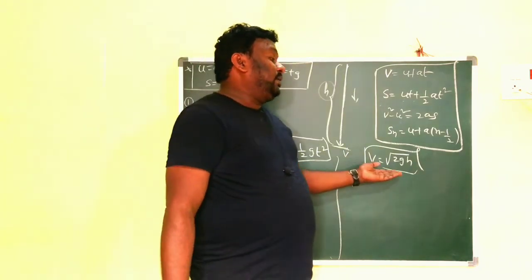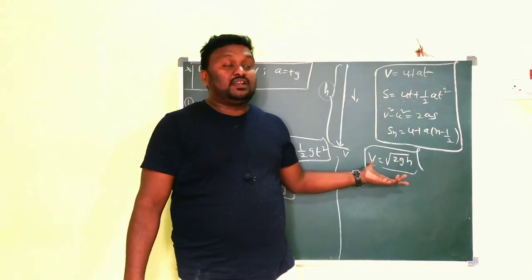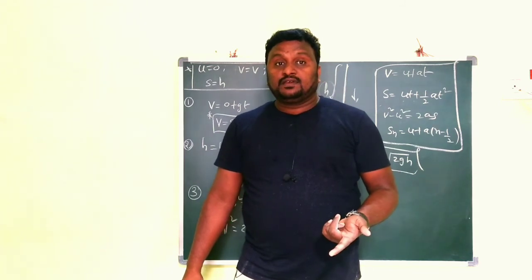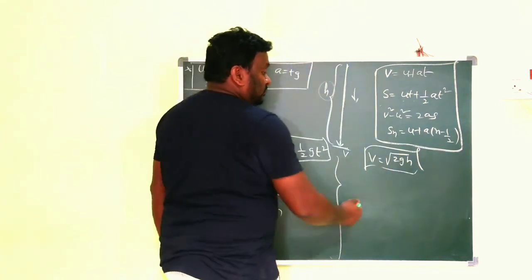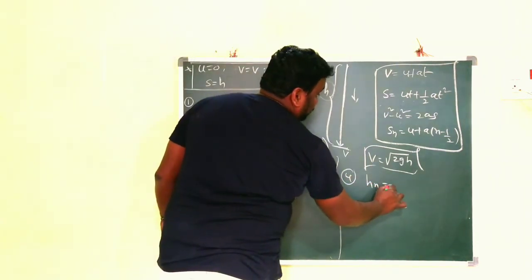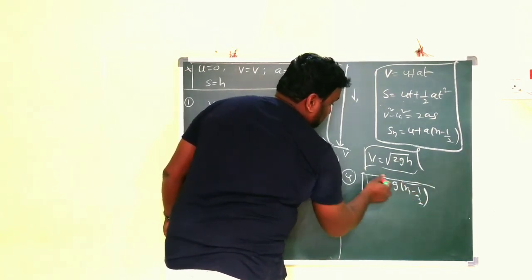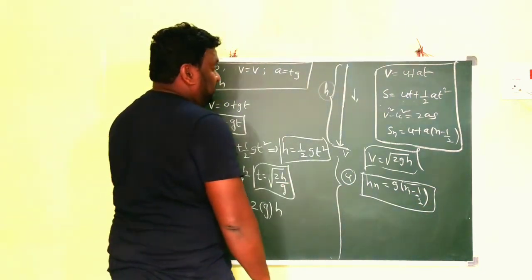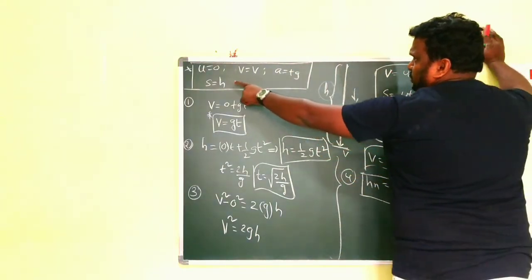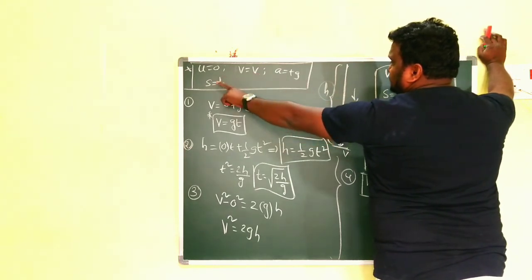From that formula, if you know the height, then we can easily find the v value, because the g value we know is 9.8 meter per second square. Clear? Next, children, the fourth equation: hn is equal to g into n minus half. Generally we mainly consider three equations only. For a freely falling body, u is equal to 0, v is equal to v, a is equal to plus g, and s is equal to h.